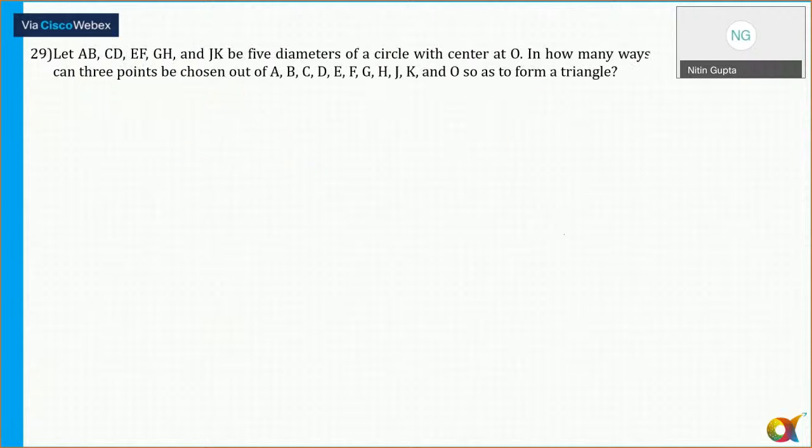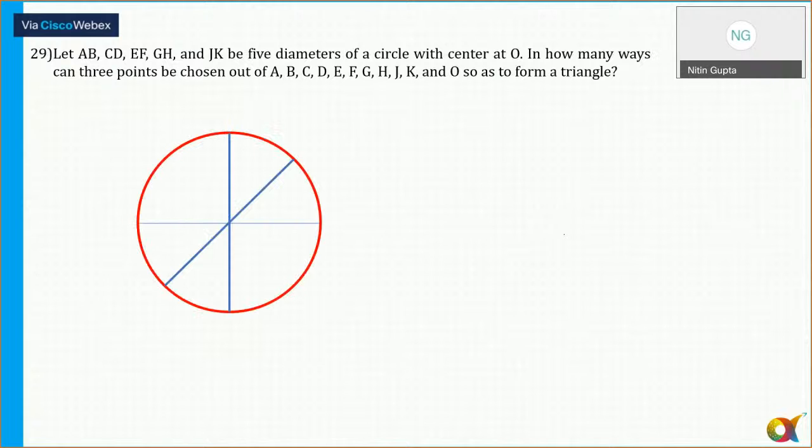All right. 29. ये भी easy था. A, B, C, D, E, F, G, H, J, K are the 5 diameters of a circle. Okay. So these are the 5 diameters of the circle. In how many ways can 3 points be chosen out of A, B, C, D, E, F, G, H, J, K and O also? So I need to take a point also. So basically there are 11 points.